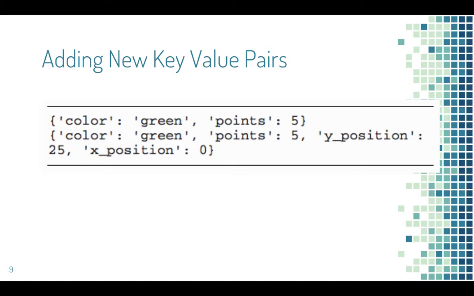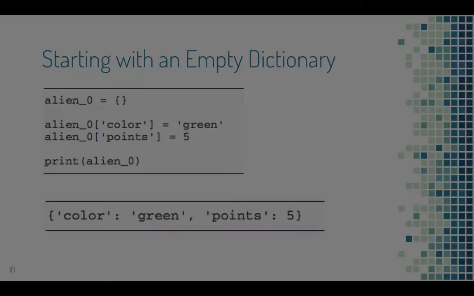The final version of the dictionary contains 4 key value pairs. The original 2 specify color and point value, and 2 more specify the alien's position. Notice that the order of the key value pairs does not match the order in which we added them. Python doesn't care about the order in which you store each key value pair. It only cares about the connection between each key and its value. Let me say that again. Python doesn't care about the order in which you store each key value pair. It cares only about the connection between each key and its value.